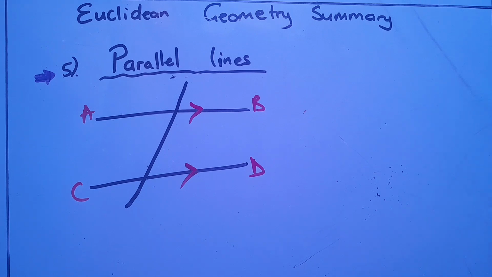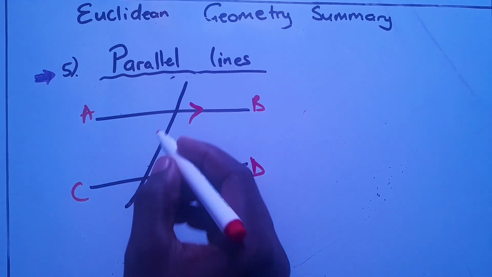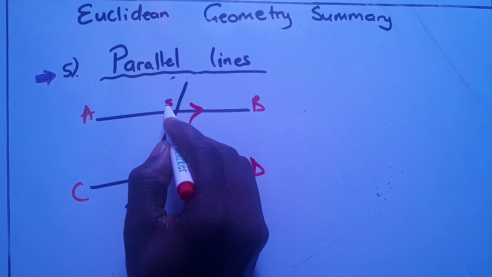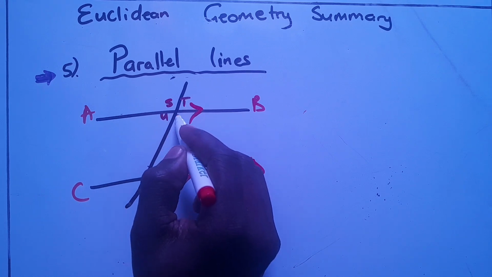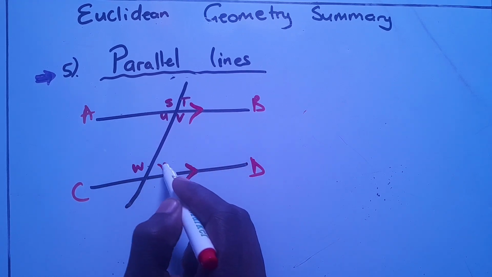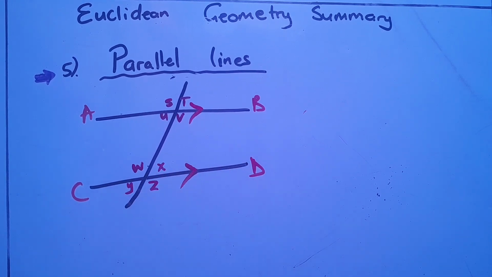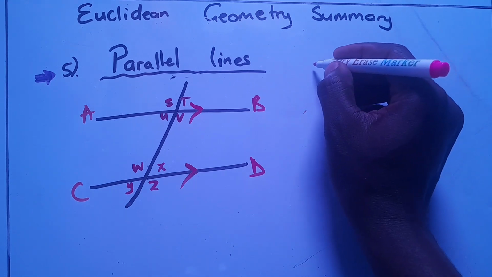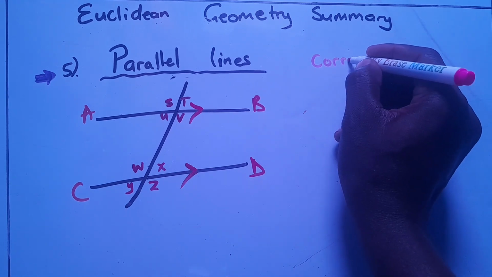So let's see. If we are having angles like S, T, U, V, W, X, Y, Z, it means that there are three things that you must know at an instant if you're given situations like this. So we look for corresponding angles.